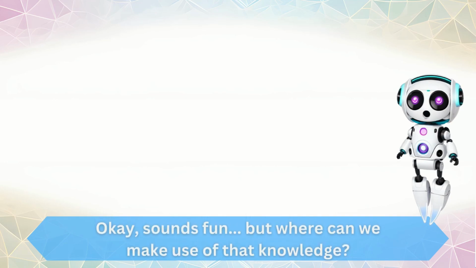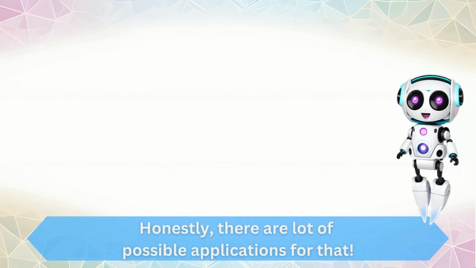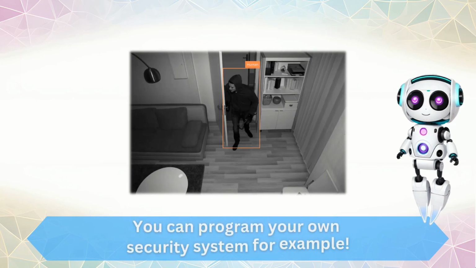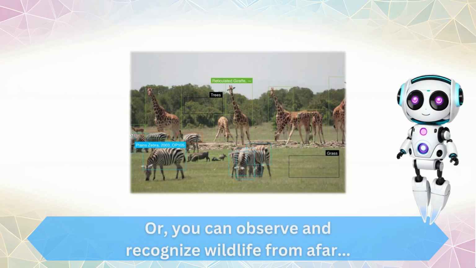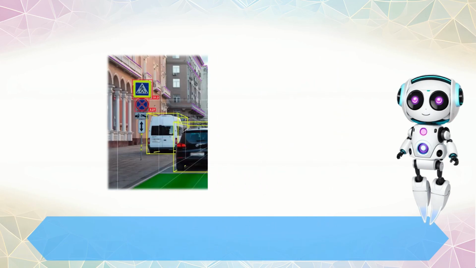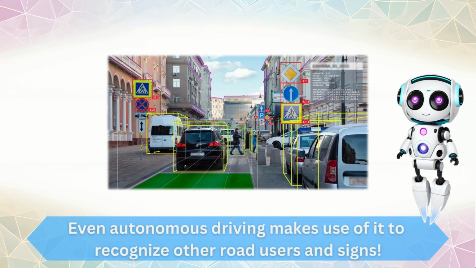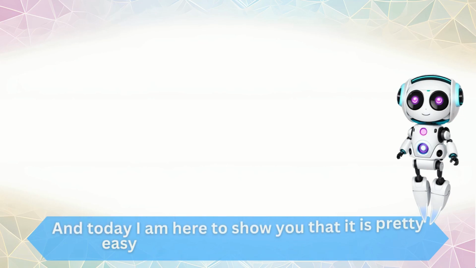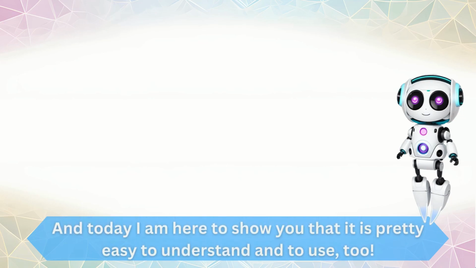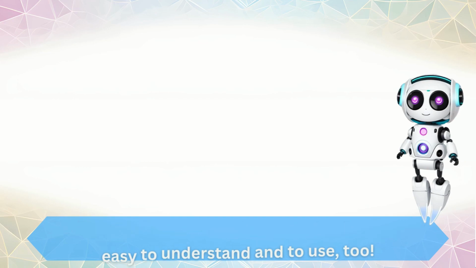Alright, sounds fun. But where can we make use of that knowledge? Honestly, there are a lot of possible applications for that. You can program your own security system, for example. Or you can observe and recognize wildlife from afar. Even autonomous driving makes use of it to recognize other road users and signs. So we see that there's plenty of potential in getting familiar with this topic. And today I am here to show you that it is pretty easy to understand and to use too.